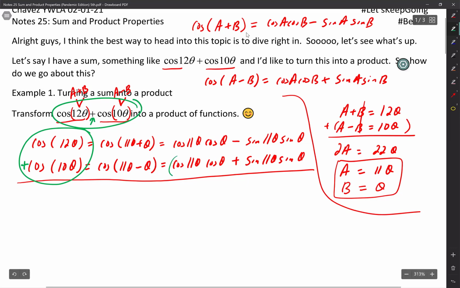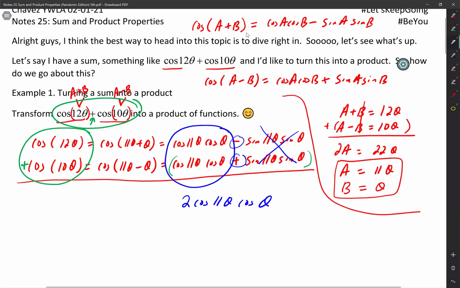So that means I'm adding this expression, the top minus the bottom. When you add, look, these have opposite signs. These are going to zero out. And I'm going to have 2 of these. That is 2 cosine 11 theta cosine theta.